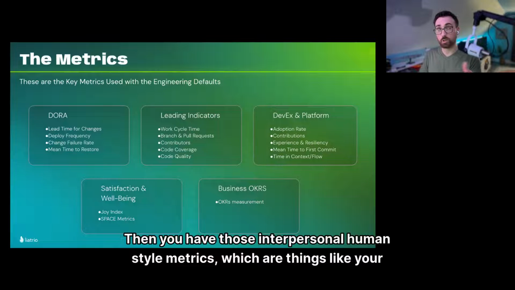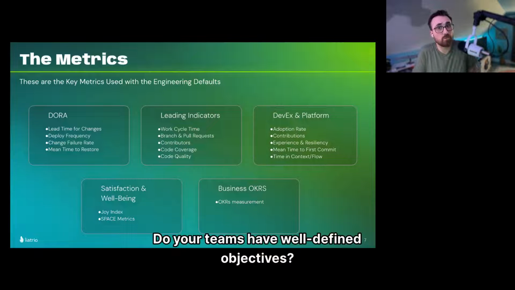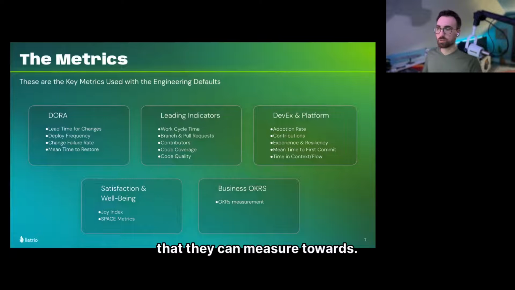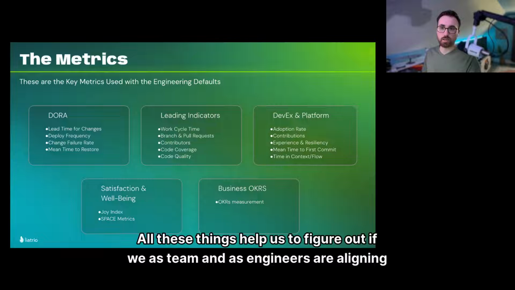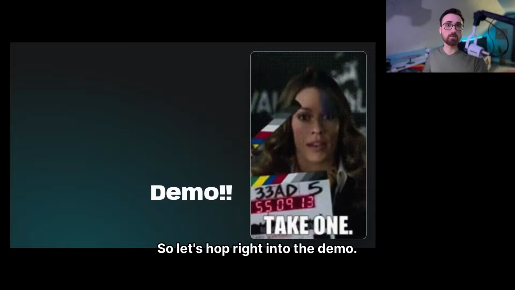Then you have those interpersonal human style metrics, which are things like your joy index, your space metrics, and of course, business OKRs. Do your teams have well-defined objectives that they can measure towards? All these things help us to figure out if we as team and as engineers are aligning with the engineering defaults. So let's hop right into the demo.